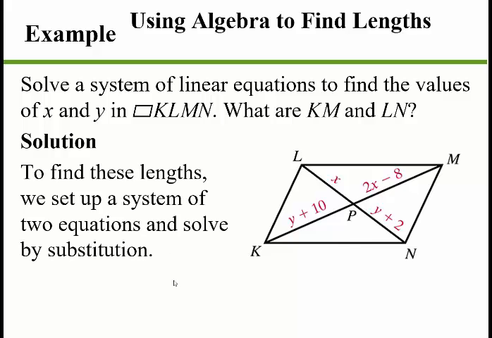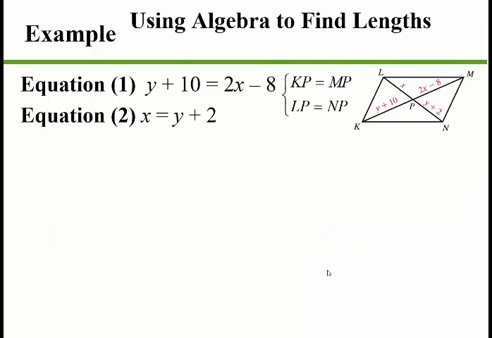Well, to find these lengths, we set up a system of two equations, and we're going to solve by substitution. We know that KP is equal to MP, or y plus 10 is equal to 2x minus 8, and LP, x, is equal to NP, y plus 2. All right, so here were those two equations that I just said.